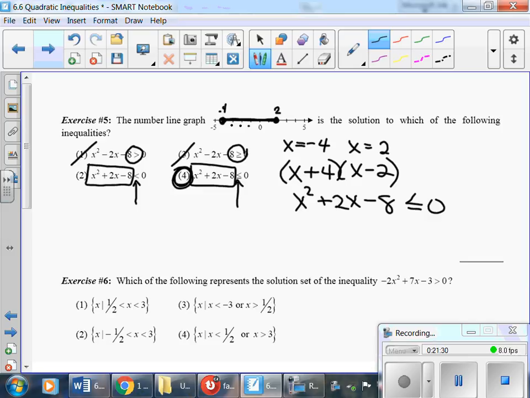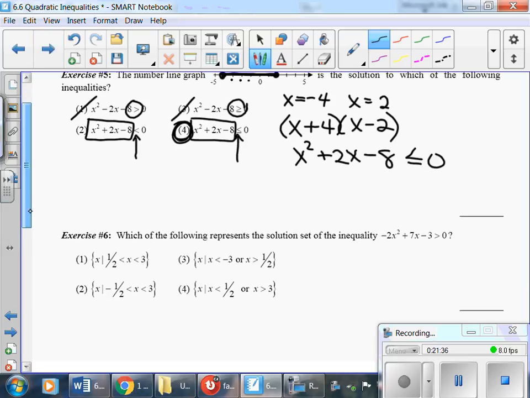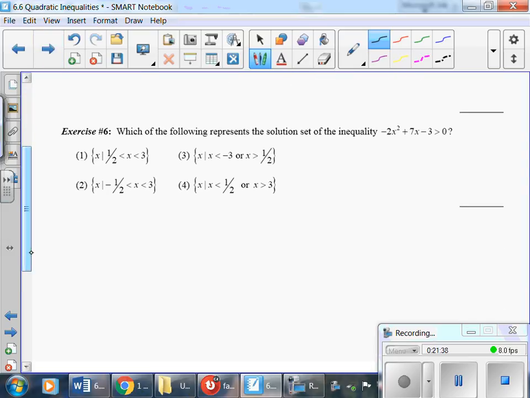All right, and 6 is asking a very similar question, except this time it's starting with the quadratic, and it's asking what is the solution. Now let's see if we can cheat our way through this a little bit. We know that it's going to be a greater than, so we know it's going to be an or. So we know that these two are out. Oh, I love that. That makes it so much easier.